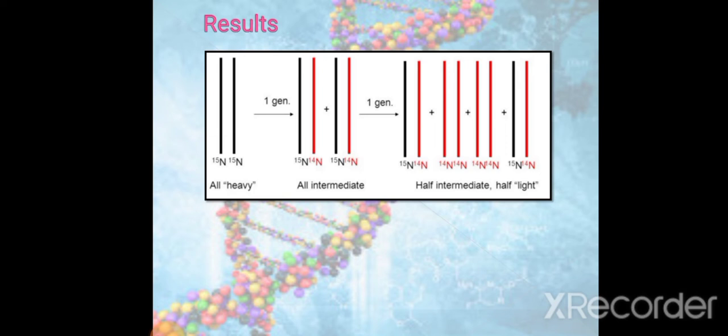So whenever the first generation of DNA replication is completed, if at that time the DNA is extracted and centrifugation is performed, the result is that they get an intermediate band, means it is not the heavier and it is not the lighter one, it is an intermediate band.